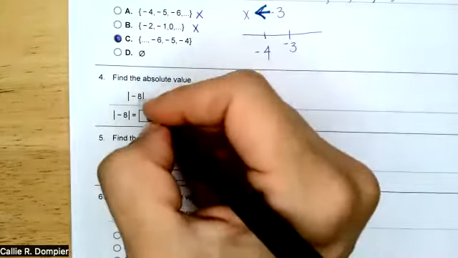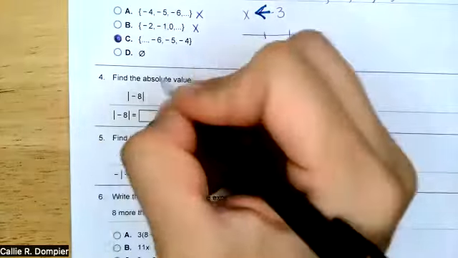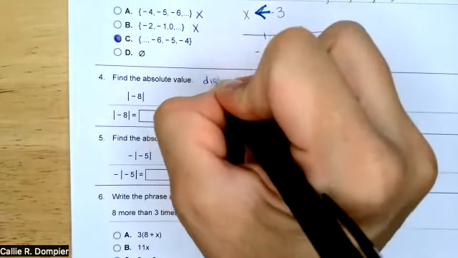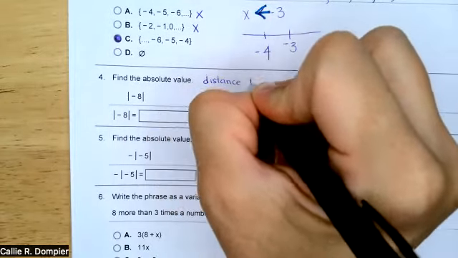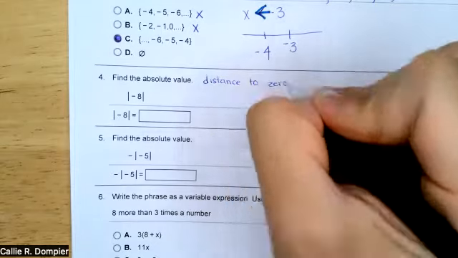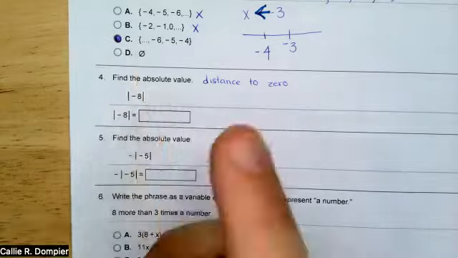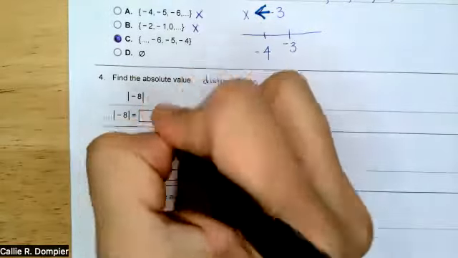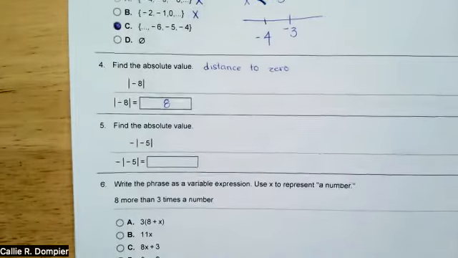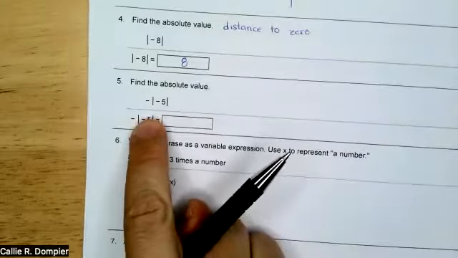4 asks for the absolute value of -8. Remember, absolute value is the distance to 0. Okay, so everything is inside the absolute value bars. Between -8 and 0, there are 8 units, okay? Here, this one's a little bit more confusing.